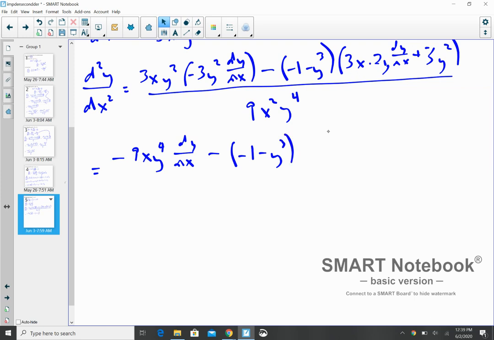And let's go for in here. We have 6xy. Well, that's not a 6. I don't know what that is. 6xy dy dx plus 3y squared.